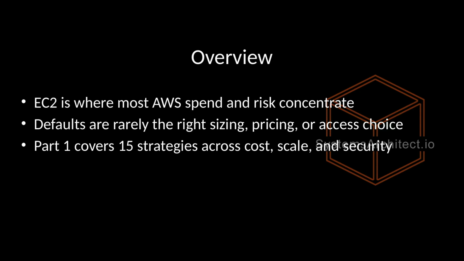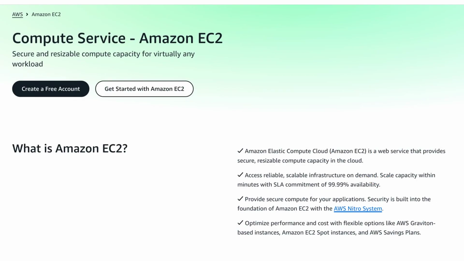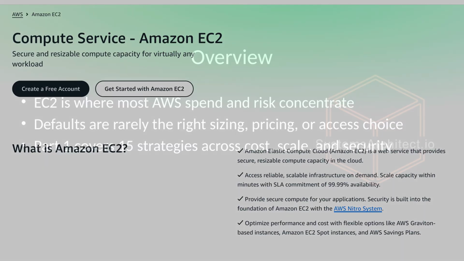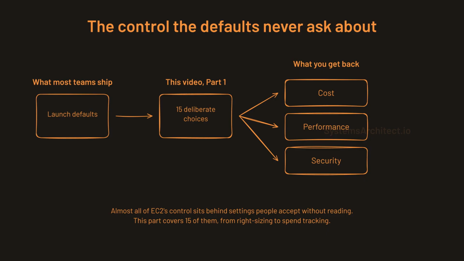Amazon Elastic Compute Cloud, EC2, gives you enormous control over cost, performance, and security. Almost all of it sits behind settings people accept without reading. EC2 is where most AWS builds go to die. It is also where most reliability problems start. A wrong-sized instance fails quietly for months. So does one left unmonitored or wide open to the internet.